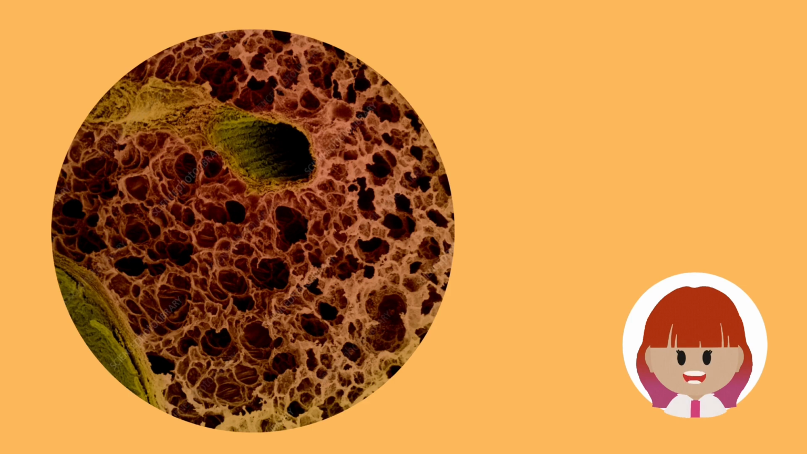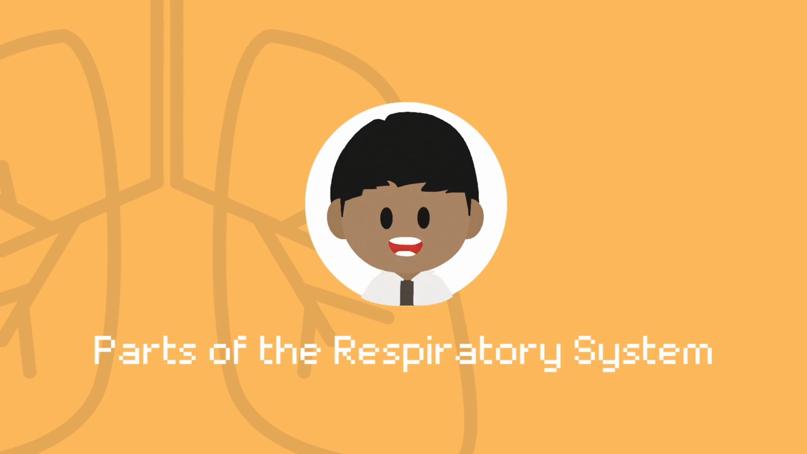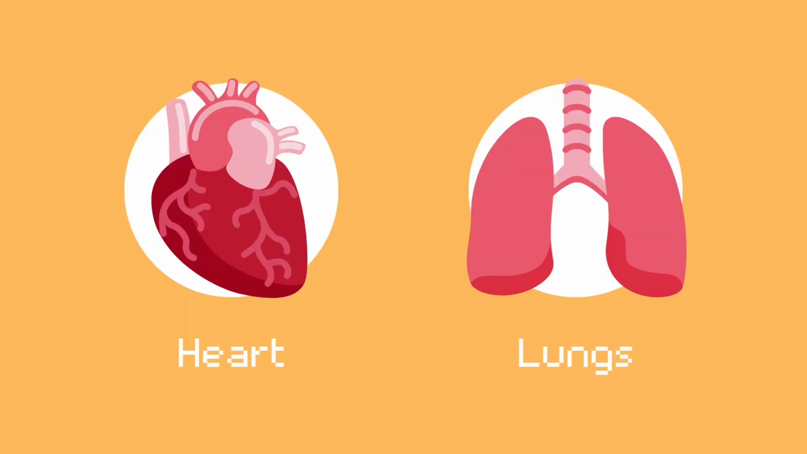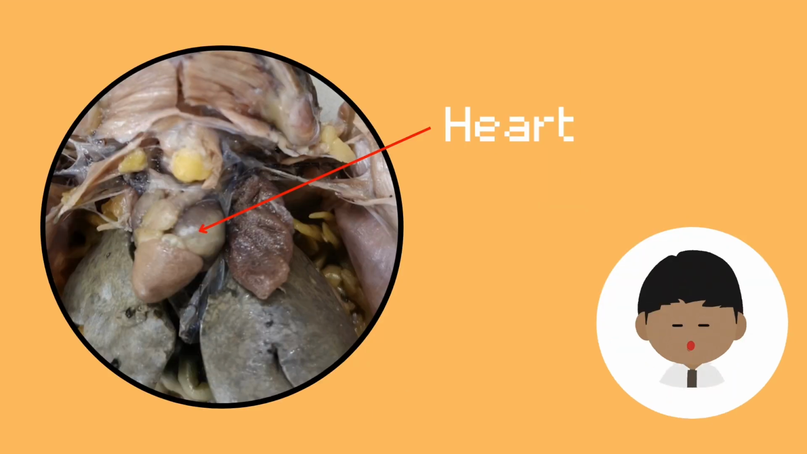Now let us learn more about the two important parts of the respiratory system. Within the respiratory system, there are two important parts, the heart and lungs. Here is how it appears in the frog specimen. What is the function of a heart? It serves as the central muscle of your circulatory system, which pumps blood around your body while your heart beats. This blood transports oxygen and nutrients throughout the body, as well as carbon dioxide and waste materials.